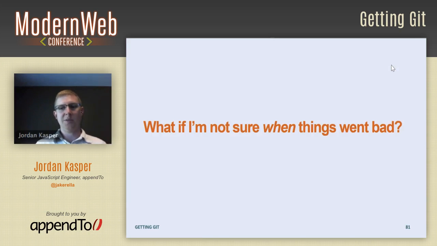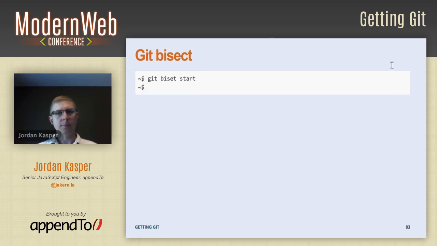So what about when you don't know when things went bad? And that's really a big problem, is when you don't know when they went bad. That's what git bisect is for. Now, I don't use git bisect very often, but when you need to use it, it's good to know how. First of all, I want to point out that git bisect doesn't give you a lot of good feedback. So you really have to know how to use it, because you might do something like this, git bisect start, because that's how you know to start it.